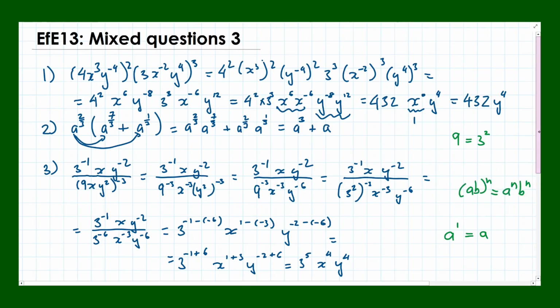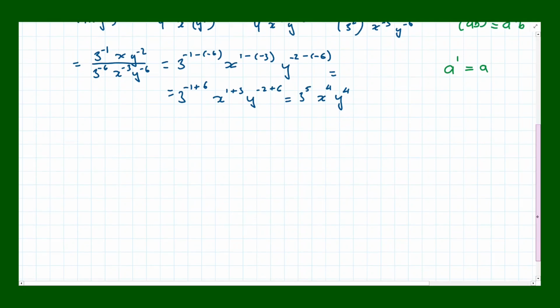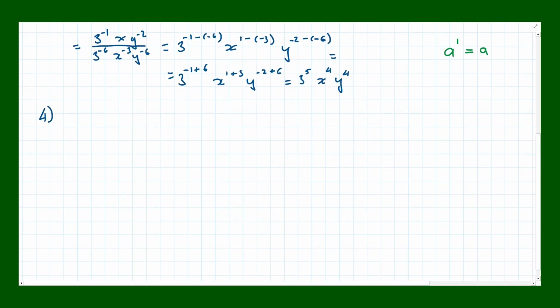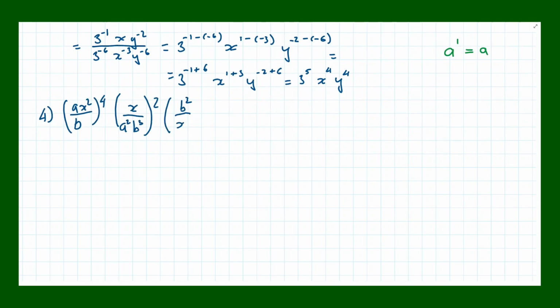Okay, so let's make a little bit more space so we can move on to the next question. Question number 4. A x squared over b, and the whole fraction is raised to the 4th power, multiplied by x over a squared b cubed, and again the whole fraction is squared, and then the last fraction is b squared over x squared, all raised to the 5th power.